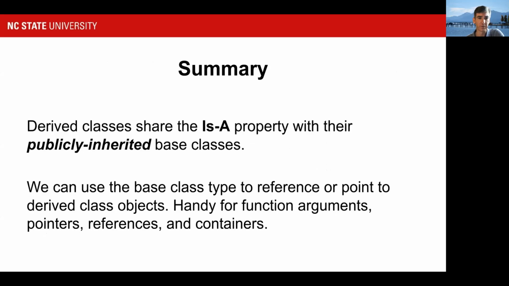In summary, derived classes share the is-a property with their publicly inherited base classes. And we can use the base class type to reference or point to derived class objects. This is really handy for function arguments, pointers, references, and things like containers.